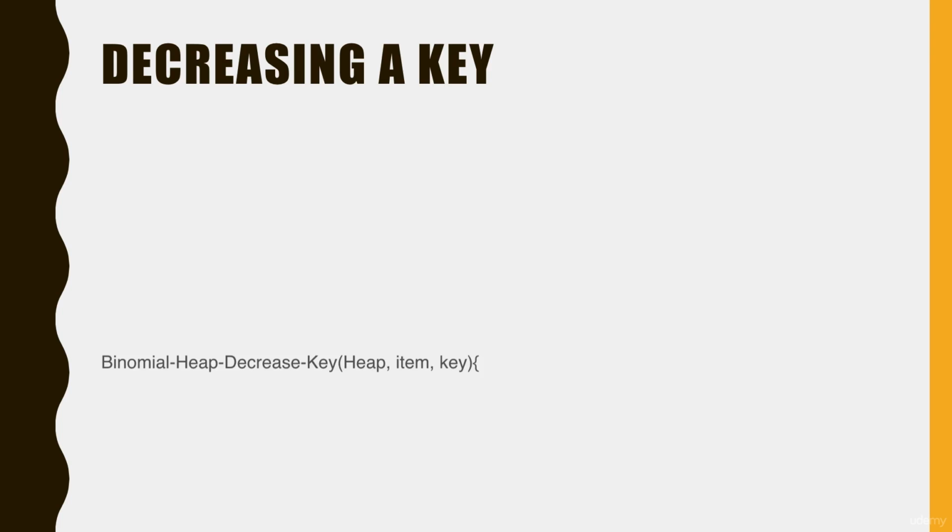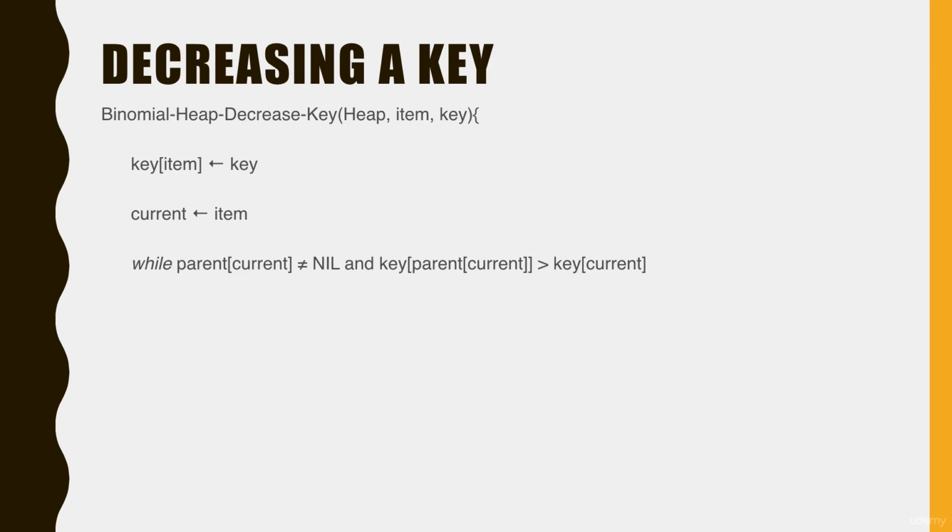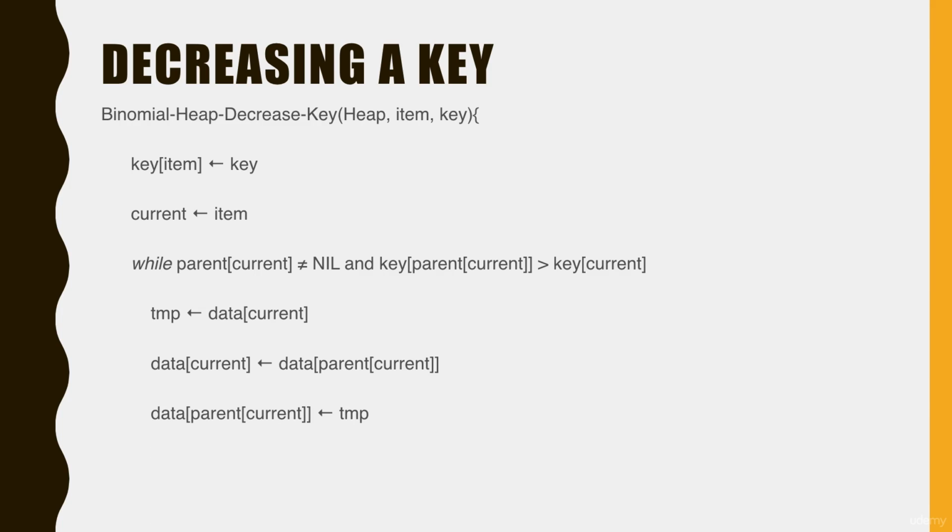Decreasing a key. Decreasing the key of a node in a binomial heap is also simple. The required node has its key adjusted and is then moved up through the tree until it is no less than its parent, thus ensuring the resulting structure is still a binomial heap.